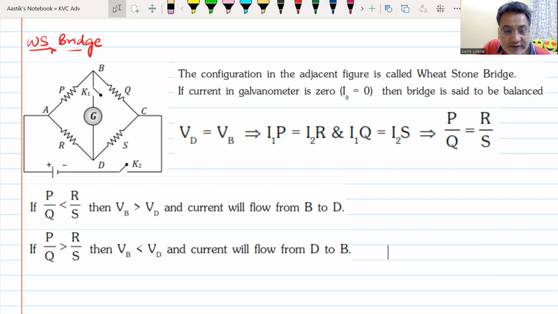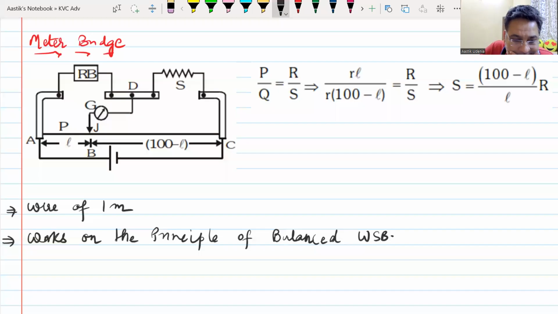Balanced Wheatstone bridge: if P by Q is equal to R by S, it is balanced and no current flows. If P by Q is less than R by S, current flows from B to D. If P by Q is greater than R by S, current flows from D to B. And the next thing that we are going to see is a meter bridge.